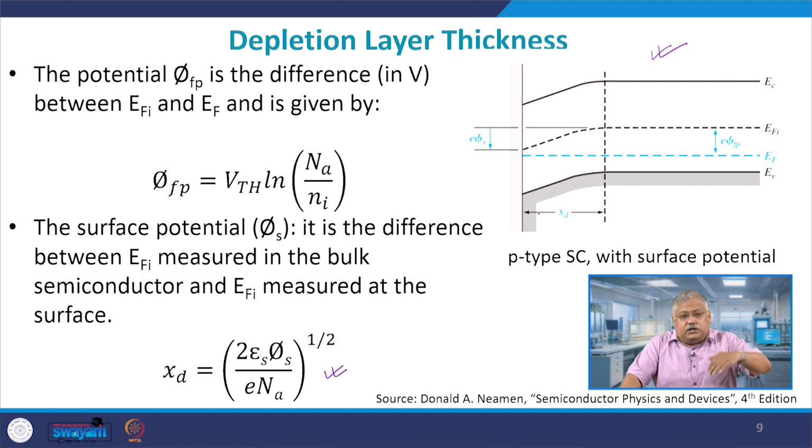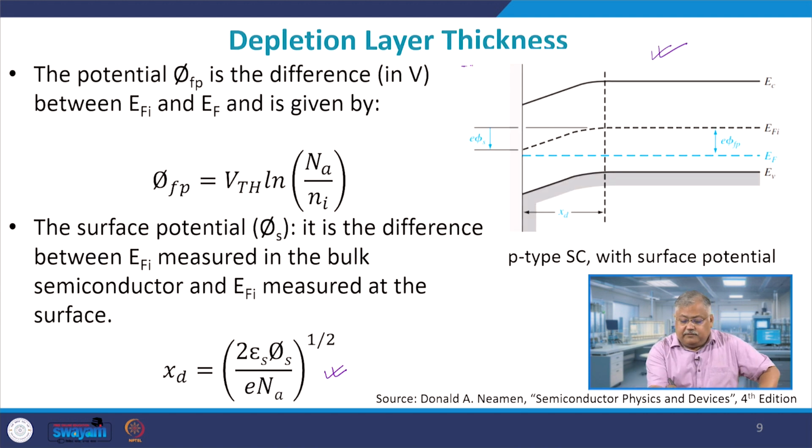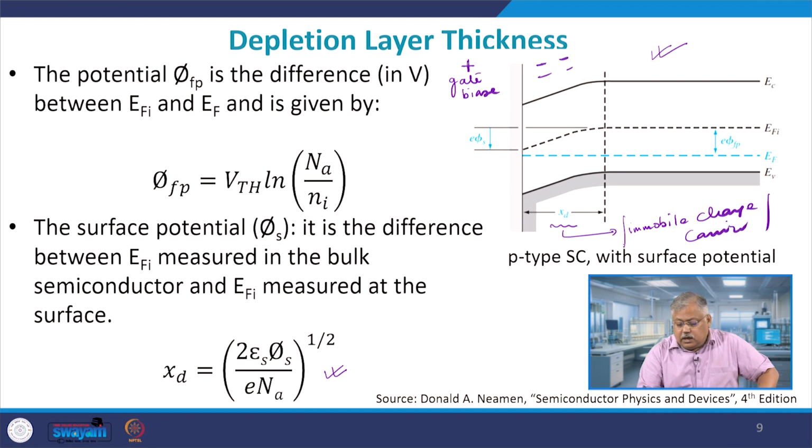This is bending downwards, please remember, which means that if you look at the previous slide, bending downwards primarily means I have applied a positive gate bias. So I have applied a positive gate bias here, and I have got a negative side here. In this depletion region there will be immobile charge carriers, so there will be no mobile charge carriers.